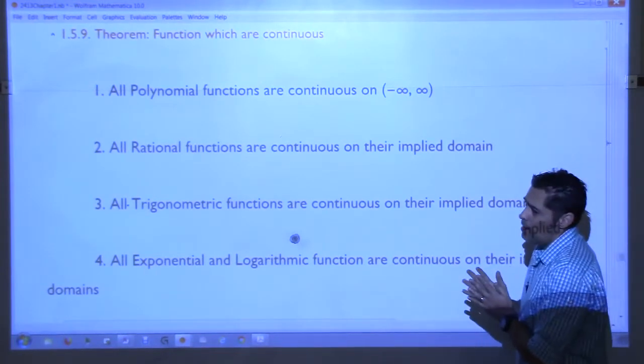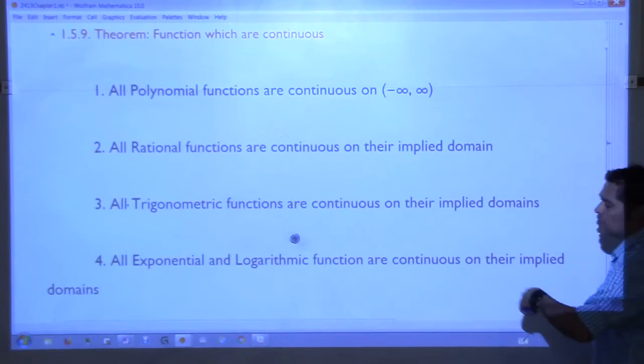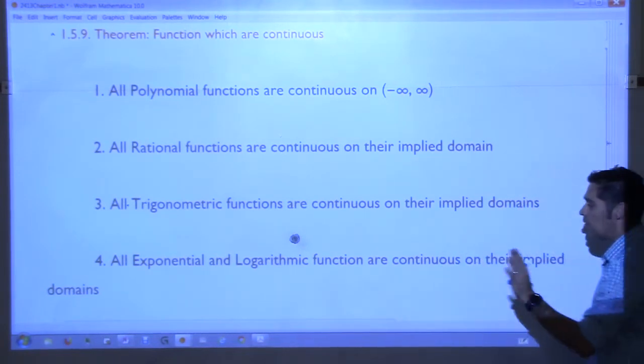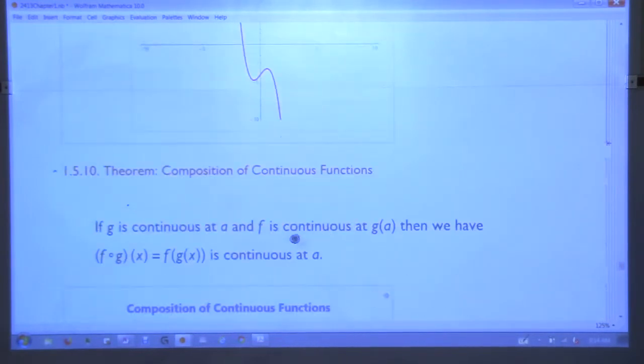We were talking about continuity last time, and the graphical meaning of continuity is that you can basically draw your function without picking up your pencil. That was the idea behind continuity. And I told you that all polynomial functions, rational functions, trig functions, and exponential and log functions, all of them are continuous on their domains. And that's kind of where we had finished up.